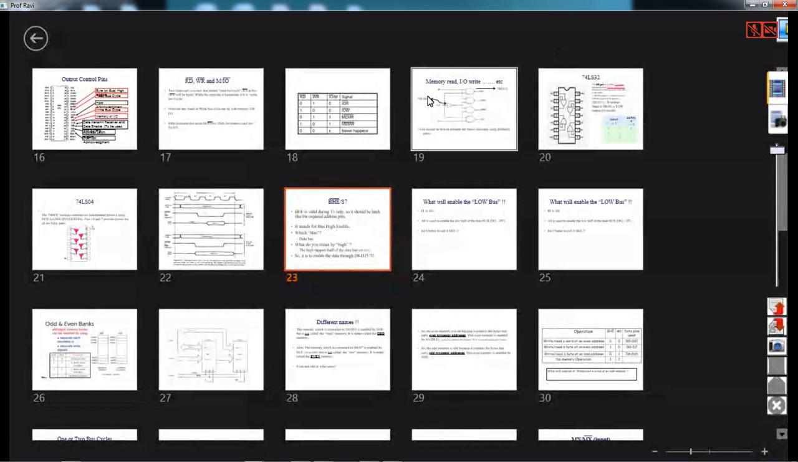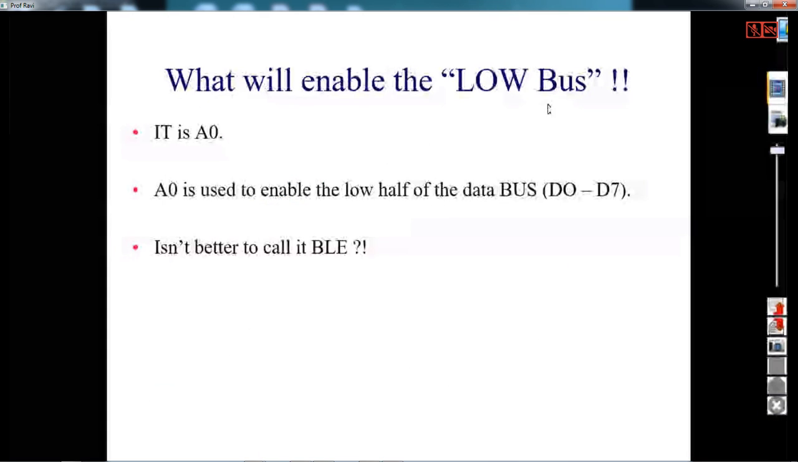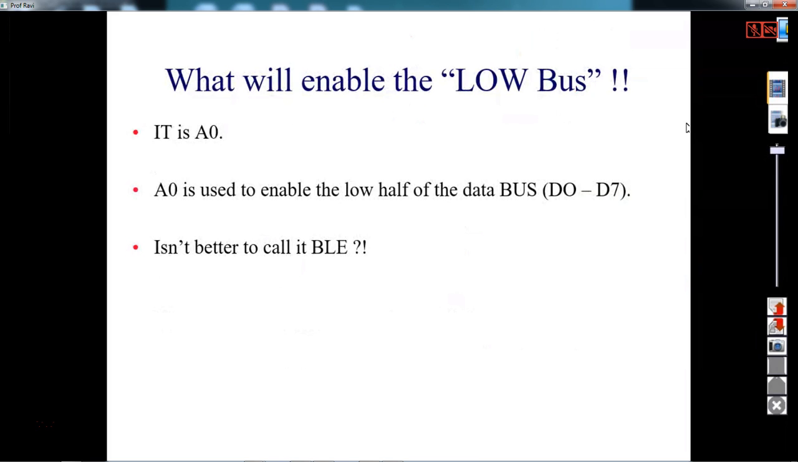So there are two other pins you need to understand. One is bus high enable. Here you have chip select and here you have chip select. If the higher byte has to be enabled, then the BHE pin of the microprocessor is connected to the chip select for enabling this particular memory. So you need two signals like A0 and BHE for enabling the lower byte or higher byte.